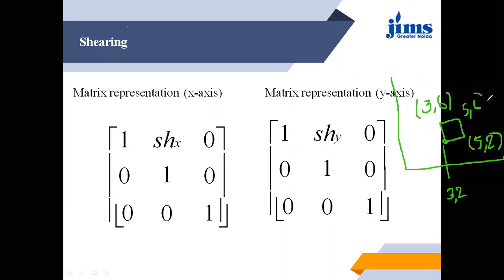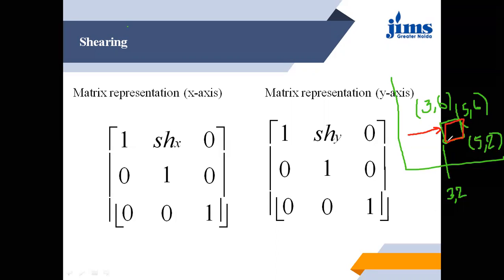So this is our original object. What we will do, we will push this object from here, or we will try to shear this object from here. So as I showed you, the new shape of this will be like this.